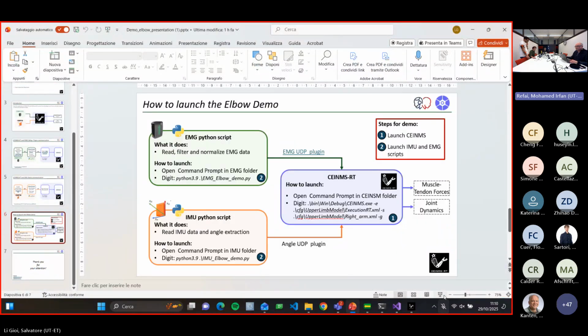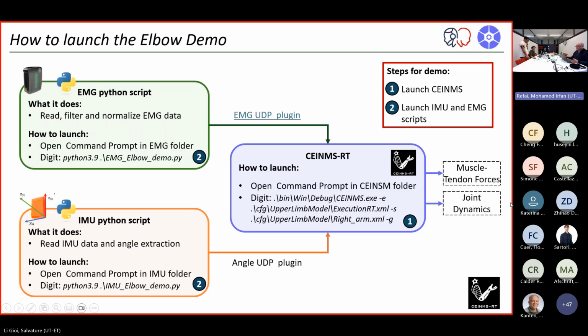What we showed now is that the EMG Python script is something that is already available, and CEINMS real-time is, of course, the core that we have. But what Salvatore did was build his own plugin, the IMU Python script, which was not available. That's something he could do based on the templates and the existing framework, and then have a simple demo for his use case.